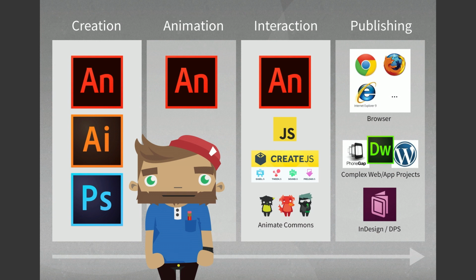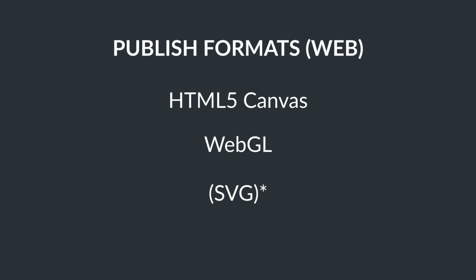So create animations, add interactivity using the Animate API, JavaScript, libraries like Create.js or the dedicated Animate Commons library, and then you can publish it to any modern browser. You can export as video, you can use it in complex web app projects, and you can even use it for e-publications. The published formats for the web are primarily HTML5 canvas.